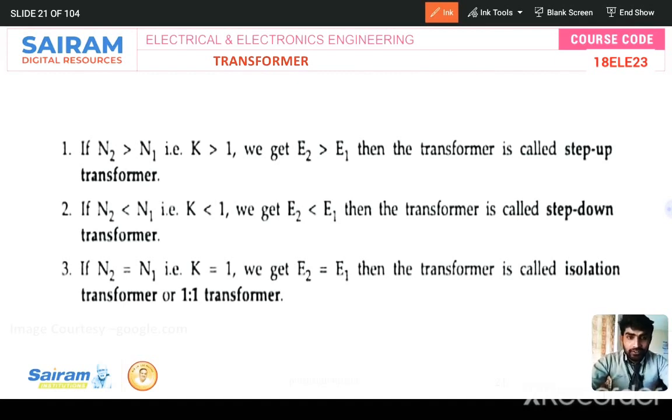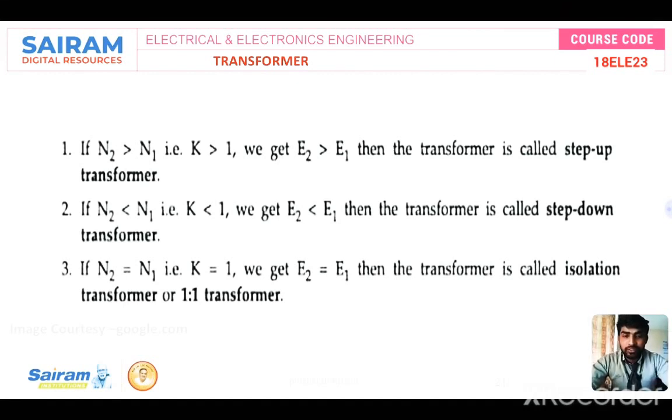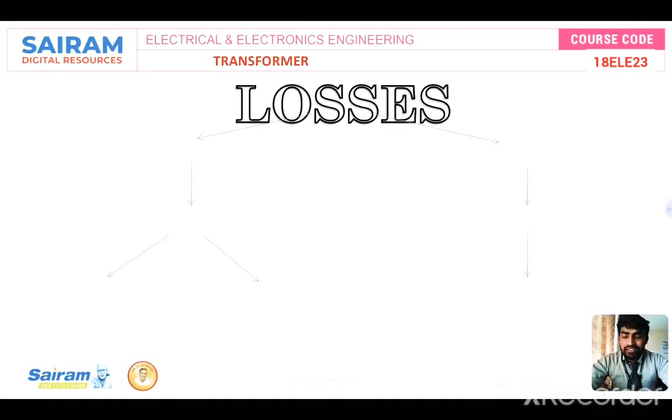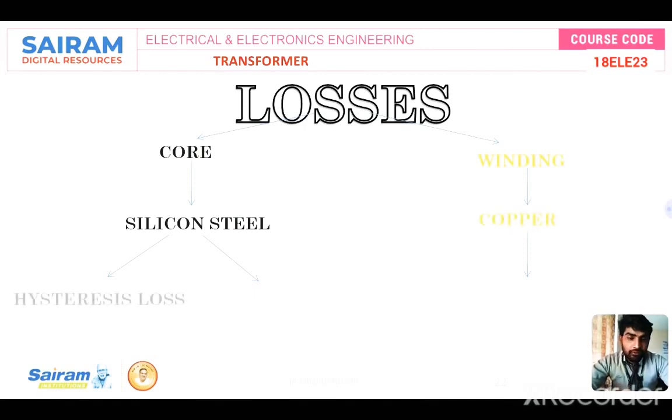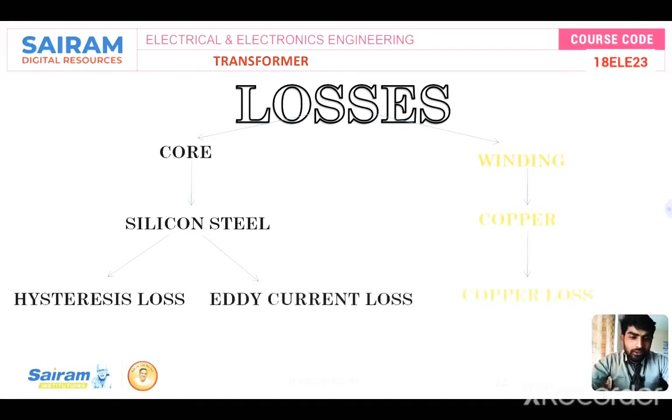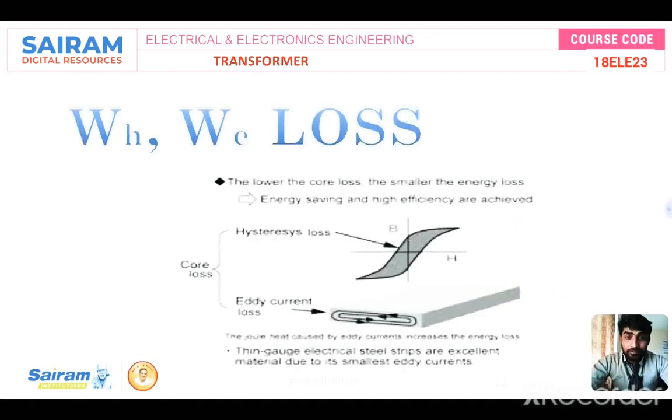That is the turns ratio. Okay. Now the losses of a transformer. One is the core part of the transformer, another one is the winding. The core is made up of silicon steel and the winding is made up of copper. In the core we have hysteresis loss and eddy current loss, and then copper loss, right?